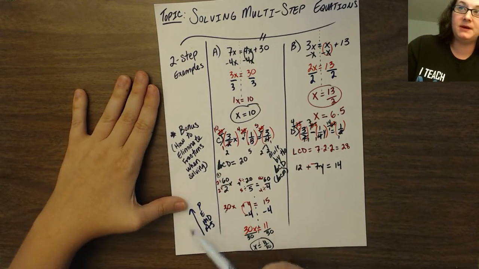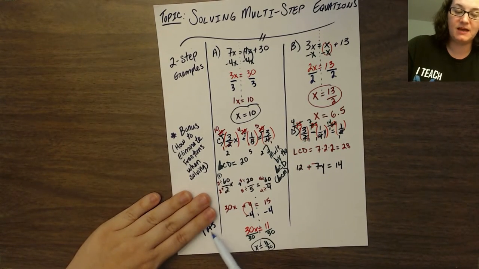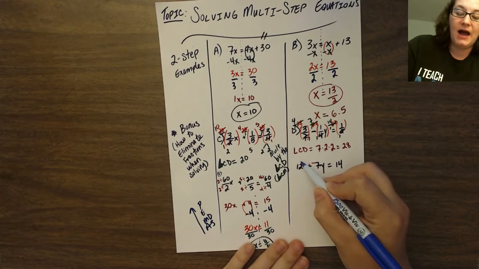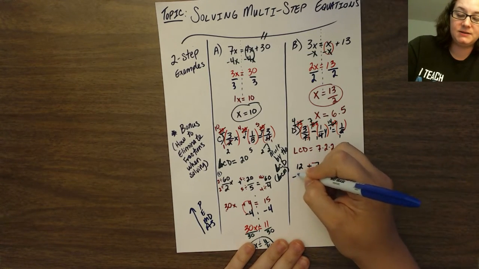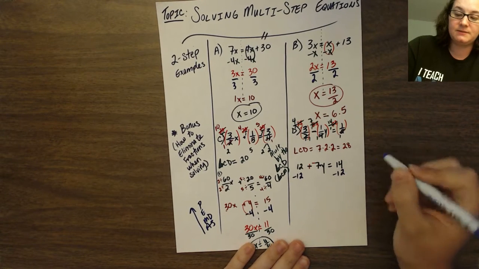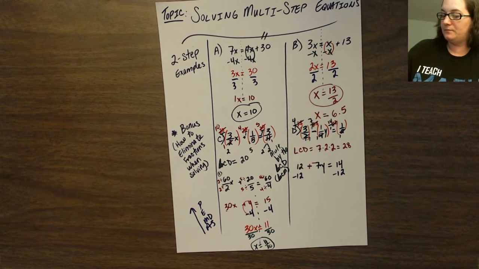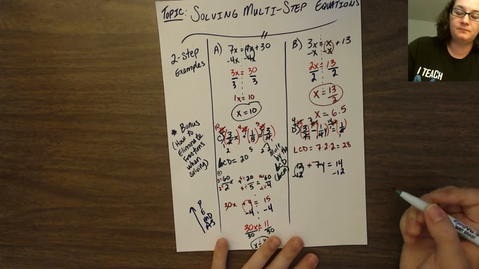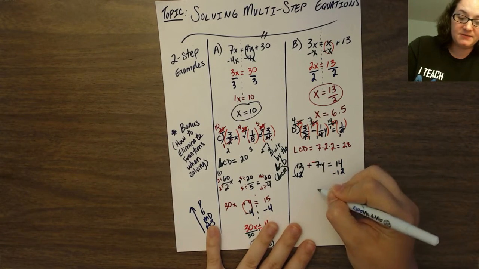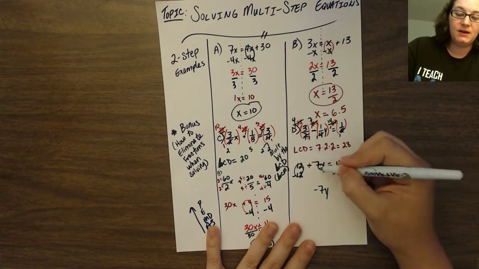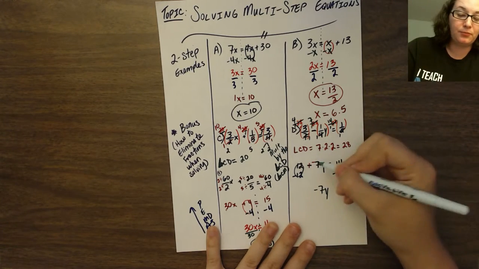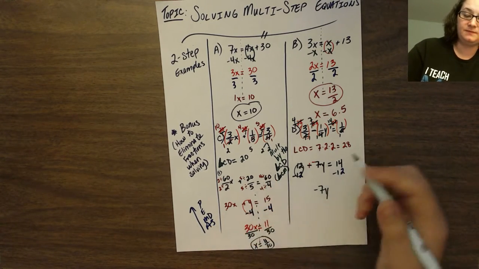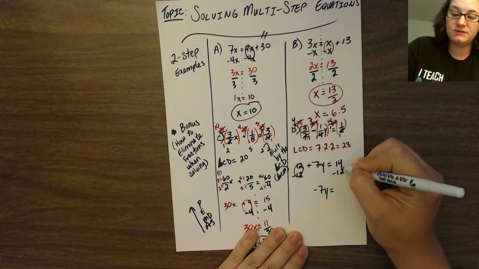So I'm working PEMDAS backwards. The first things I want to get rid of are anything that's just adding or subtracting, which means my 12. So how do I undo a positive 12? I need to subtract 12 from both sides. So then a positive 12 and a negative 12 give me a 0 pair. This was a negative 7 y. So by doing that, I remembered to bring the negative down and group that negative with the y, with the 7, and not the 12. 14 minus 12 is 2.